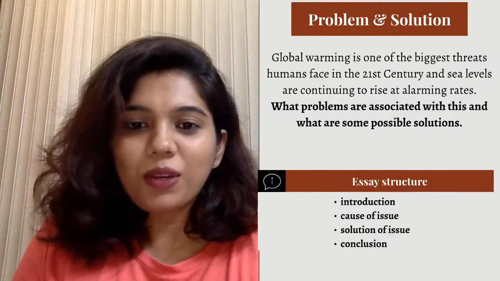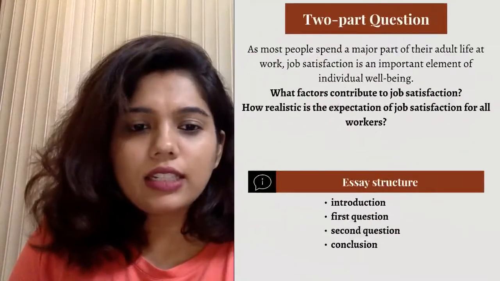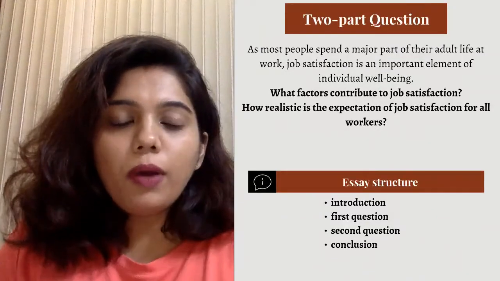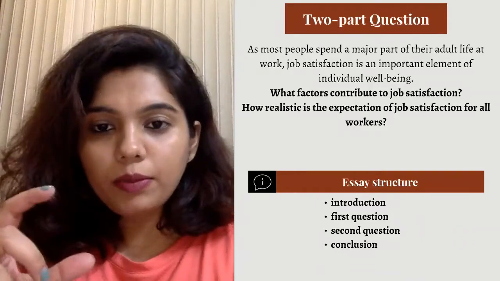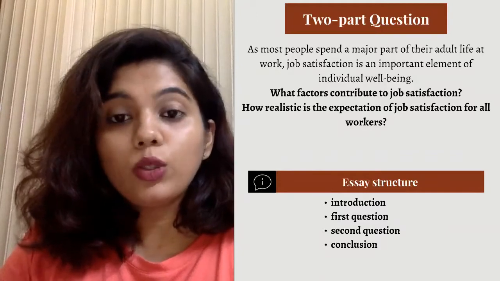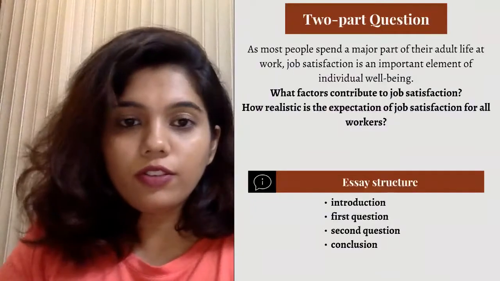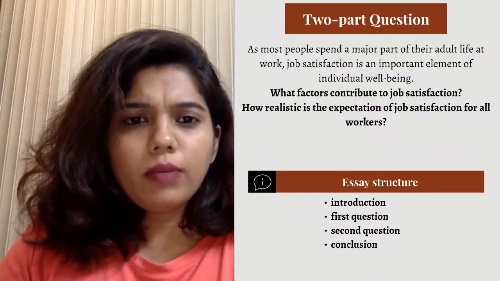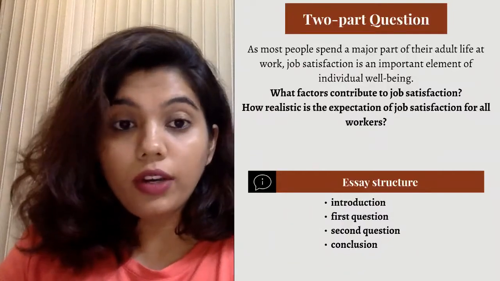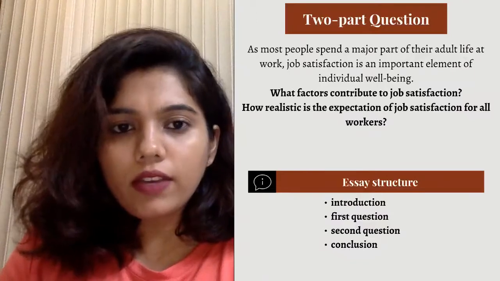After this, we move on to the last and final essay type, which is a two-part question. So, a two-part question is, again, you have a statement in front of you, and it has been divided into two parts where you have to answer two different sets of questions. So, the question over here in front of us is that many people spend their adult life at work, and job satisfaction is an important element of individual well being. So the overall topic is job satisfaction.